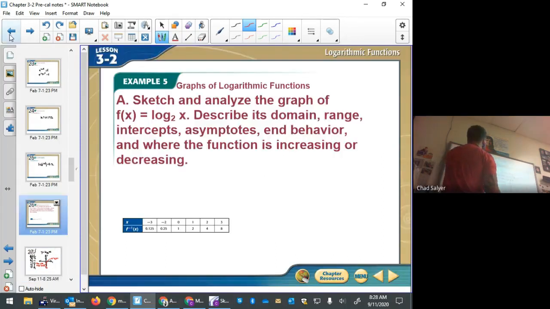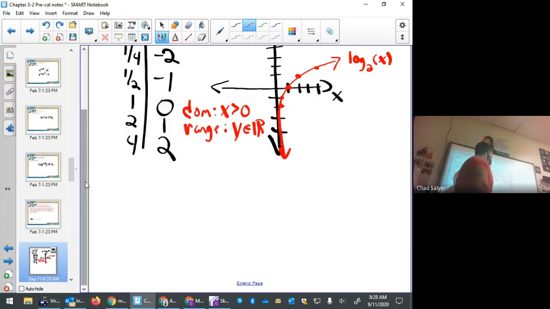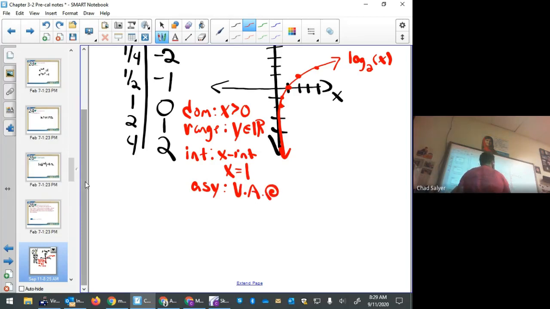Let's see what else they wanted here. Wait, can you go back to that? Yes, I will. Intercepts, asymptotes, end behavior. So in this case, only the x-intercept is defined, and it's at x equals 1. So the asymptotes, it has a vertical asymptote at x equals 0. See that here. And then end behavior.